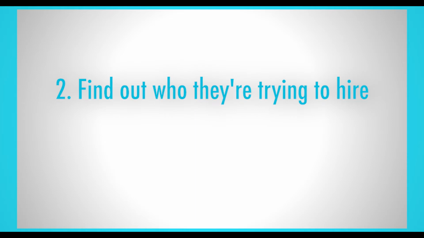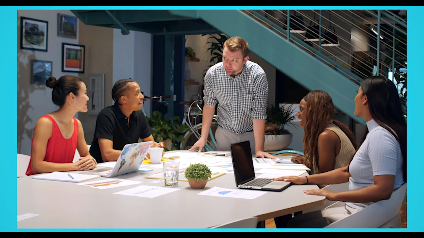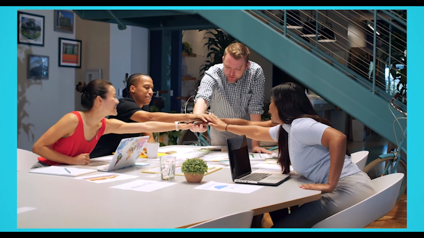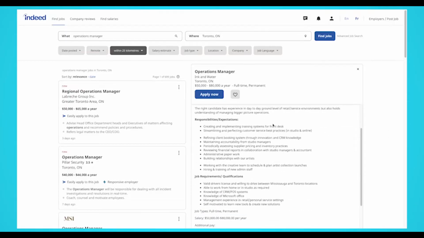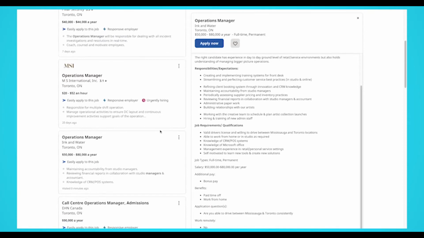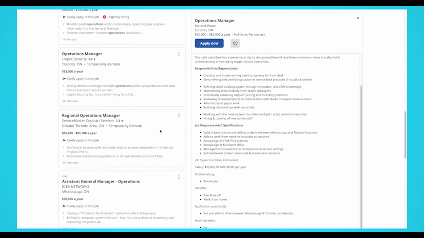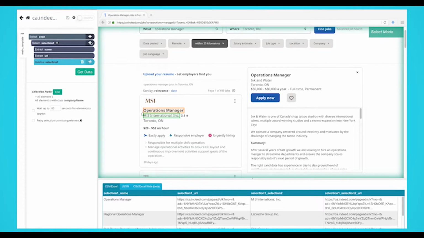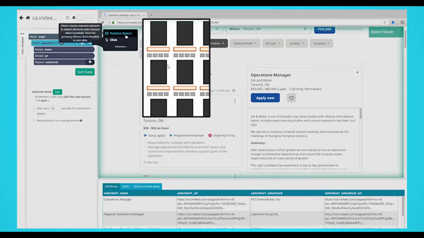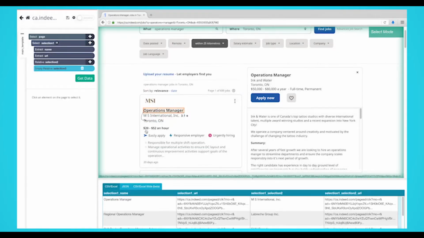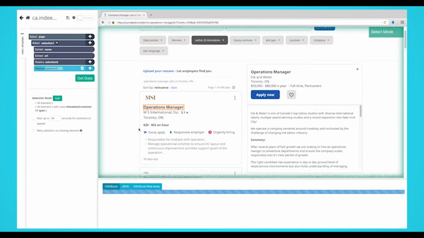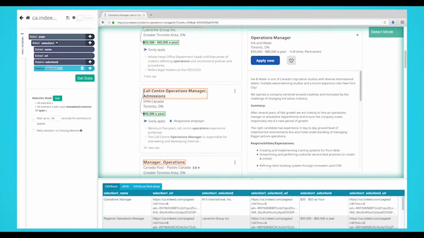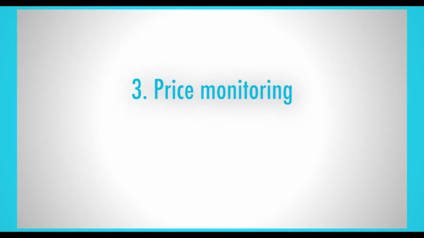Number two, find out who they're trying to hire. Every business needs talented people to keep the company going strong. Sometimes, businesses will leave job postings on their site or on other services like LinkedIn, Glassdoor, and Indeed. This information could give someone an inside track of what kind of role they're trying to hire and how they plan to improve their business and operations. You can scrape job postings on their website or job boards like Indeed to see which kind of talent they're looking for. Number three, price monitoring.